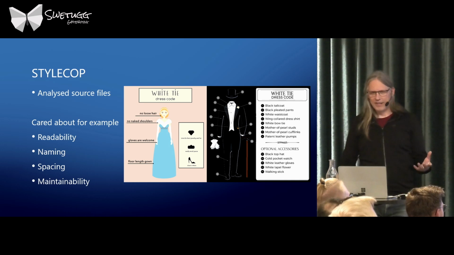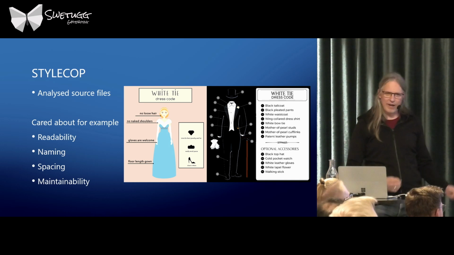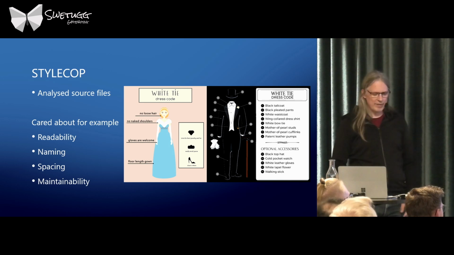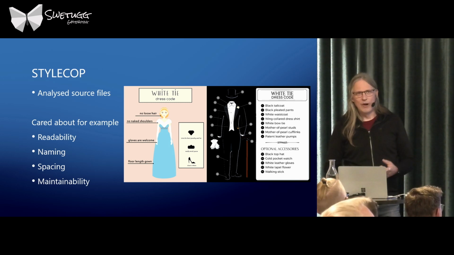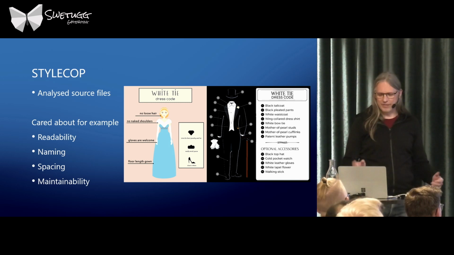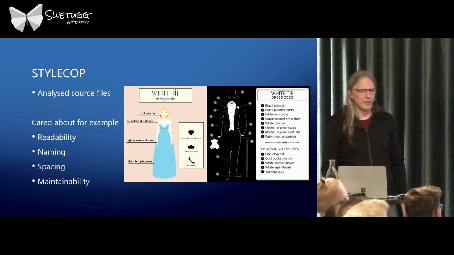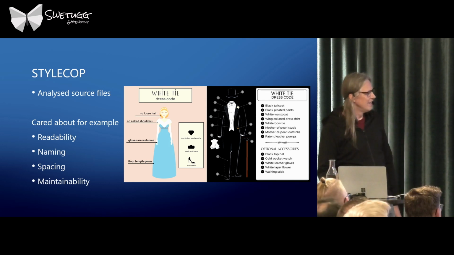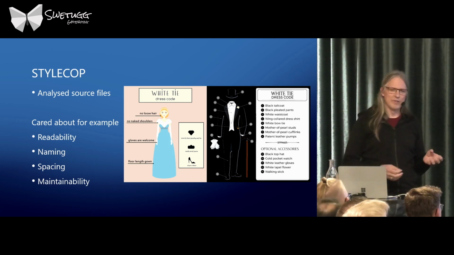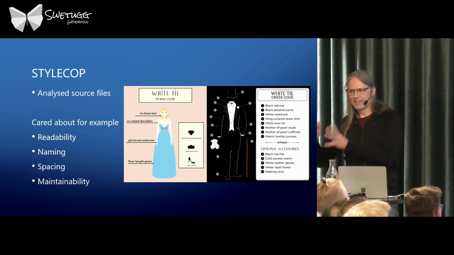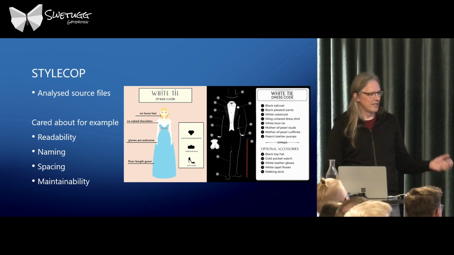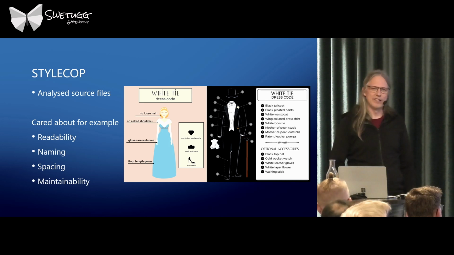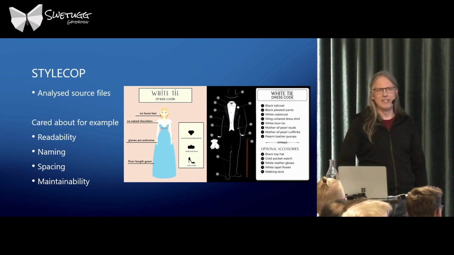StyleCop would analyze your source files and cared more about the structure of your code, readability, and naming, from the point of view of whether you're following the guidelines of the .NET Framework. There are official guidelines for how you should name things. You don't have to follow them, but they exist. And spacing, as in, are you using whitespace and parentheses with an if, or are you just putting it all together? Maintainability would look at whether you have very large methods, deep inheritance trees, and whether it is difficult to maintain this code over time.